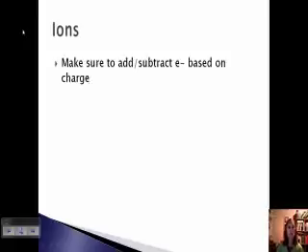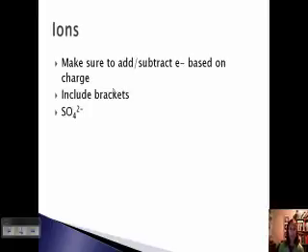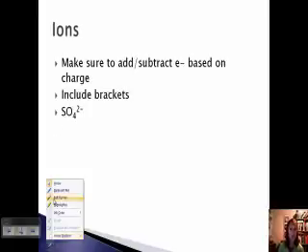Okay, so let's look at how to do the Lewis structure for ions. So when we do ions, we need to make sure to either add or subtract the electrons based on the charge. And we would include brackets just like we did at the beginning for the ionic compound. So let's look at an example. Let's look at SO4. Oh, let me get a pen here.